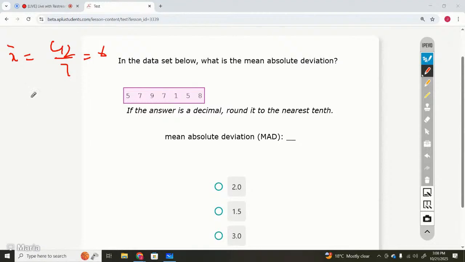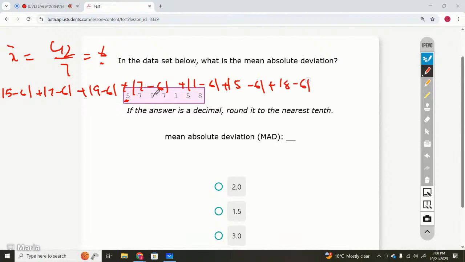Now you need to calculate the absolute values. You need to subtract every value from the mean and calculate the absolute value. Like you have to do 5 minus 6, then absolute value, then 7 minus 6, absolute value, then 9 minus 6 and absolute value, then 7 minus 6 and absolute value. You need to add them later, then 1 minus 6 and absolute value, then 5 minus 6 absolute value.